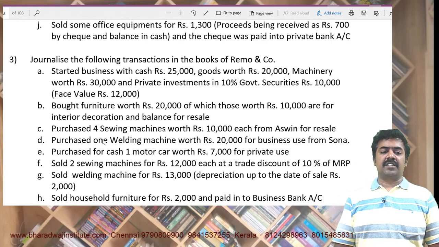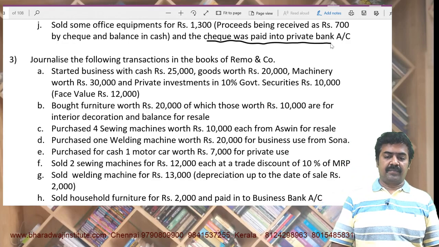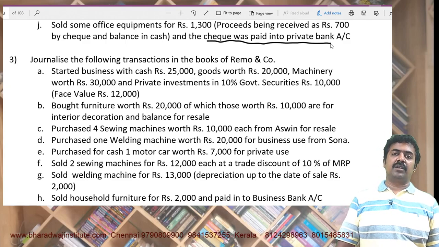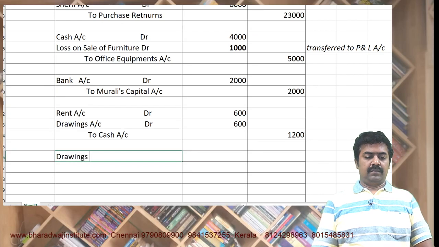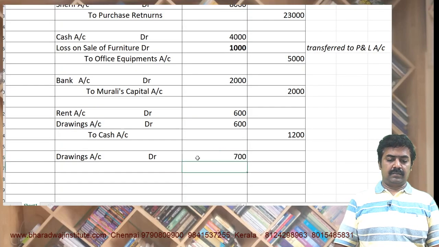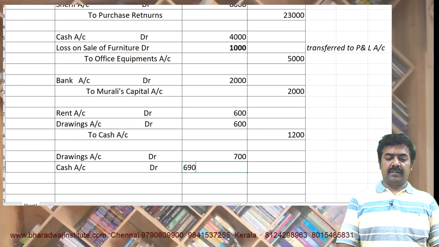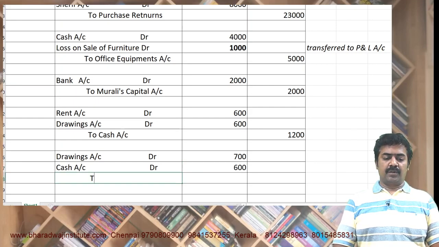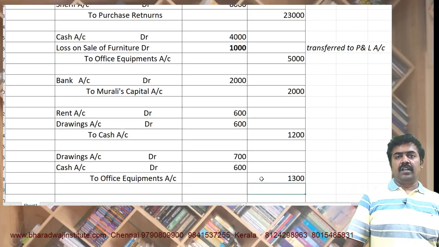Sold office equipments for 1300. 700 is received by check, balance in cash. The check was paid into private bank account. One more drawings. The check was not taken into business bank account. It was taken to private bank account. Drawings account debtor for the check portion, because it is not coming to our business bank. It goes to personal bank account, 700. Cash account debtor, balance 600 is received in cash only. To office equipments account. So this is the journal entry for the second problem.